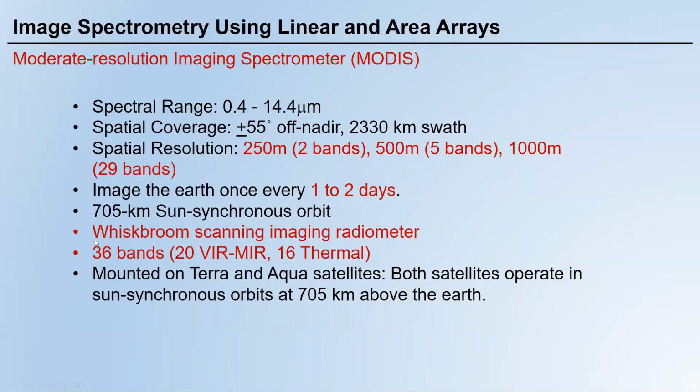MODIS is a whisk broom scanning imaging radiometer with 36 bands. 20 bands are from visible to mid-infrared, and 16 are thermal bands. You should also note that MODIS sensors are mounted on two satellites, Terra and Aqua. Both satellites operate in sun-synchronous orbits at 705 kilometers above the Earth. That's the reason why you have a very short revisit period for MODIS: the two satellites work together to observe the whole Earth, and they both carry MODIS.